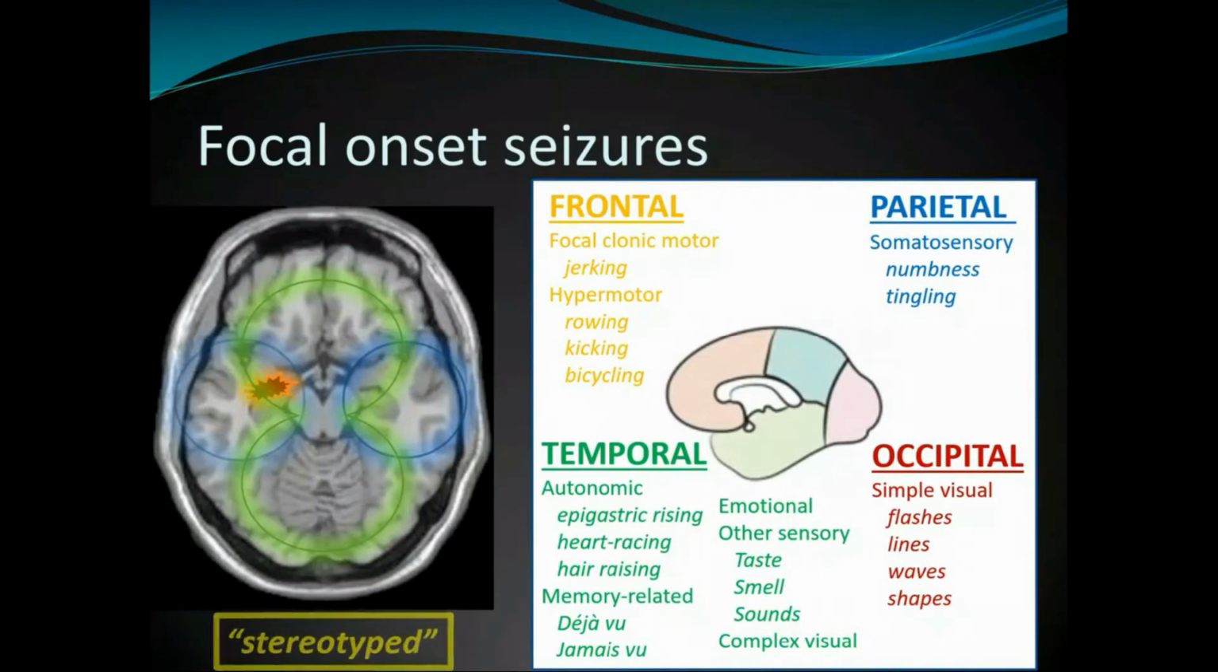Something that's important to keep in mind is that depending on where the seizure focuses, what an individual experiences is going to be stereotyped, meaning that across episodes, the character of the seizure for that individual will be similar. In terms of timing, these seizures will often last for at least several seconds to several minutes, usually less than 5 minutes.